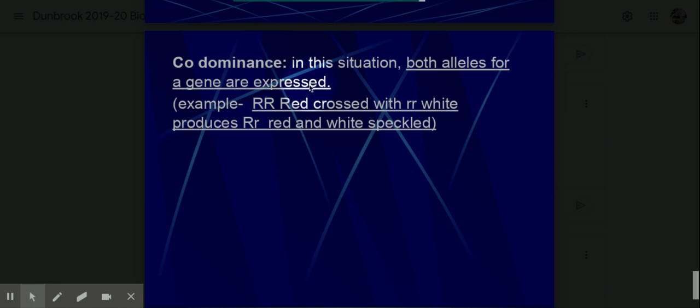But there's other things like this too. Sometimes height and things like that could be incomplete dominance, but we have other traits that could also be codominant. One of those is blood type, and we'll talk about that in our next activity. So to wrap up, it gets a little bit more complex than simple dominance. You need to be ready for that in our next couple of activities.